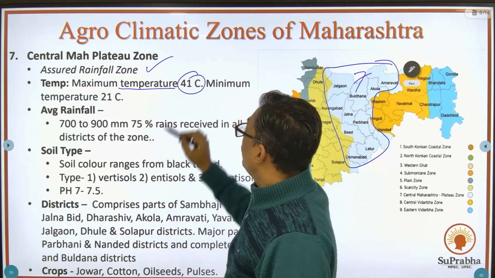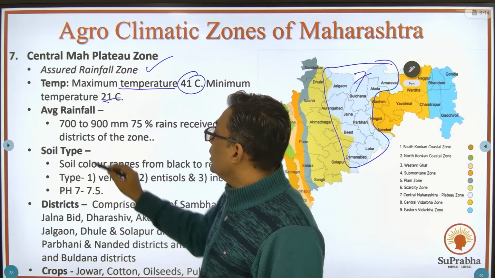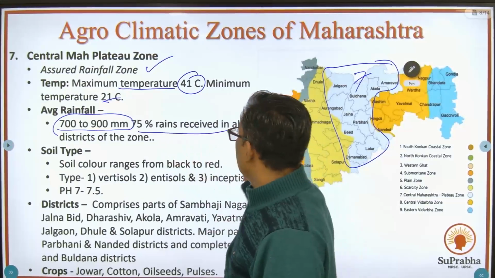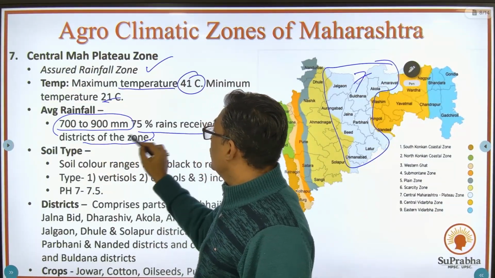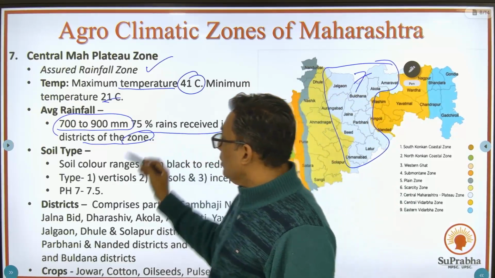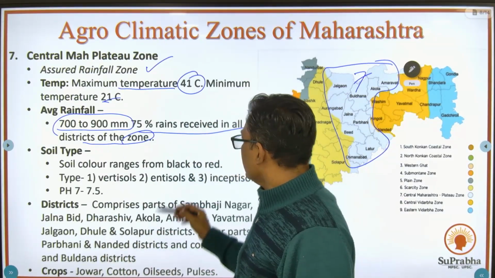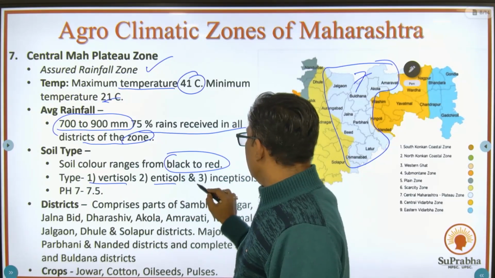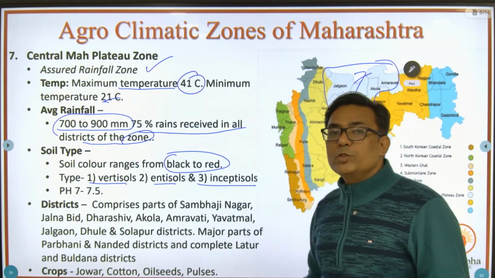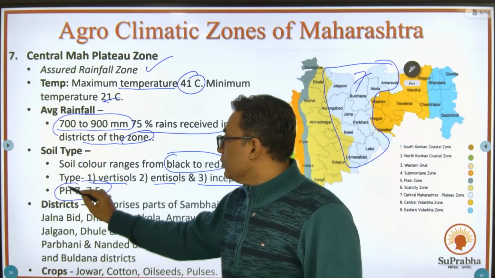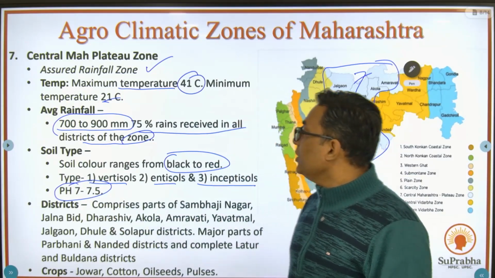Maximum temperature 41, minimum 21. Average rainfall is 70 to 90 centimeters. Okay, and 75% of the rainfall is received by all districts in this zone. Soil type, black to red, and it is of vertisols, alfisols, and inceptisols. Inceptisols are new soils. Fine. And the pH of the soil is very good. It is nearly neutral, 7 to 7.5.